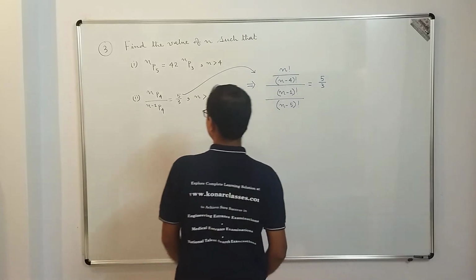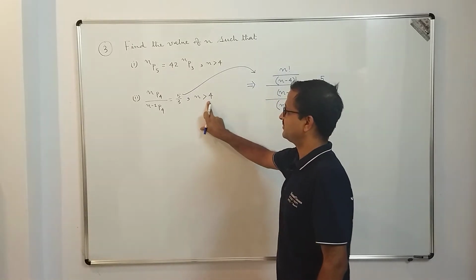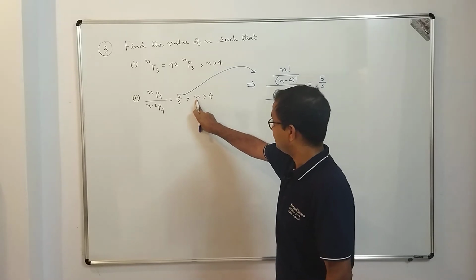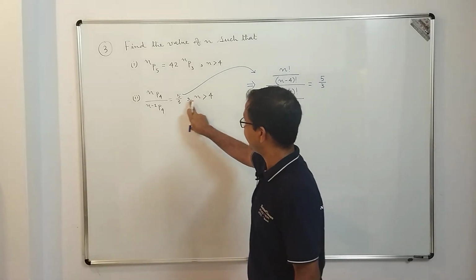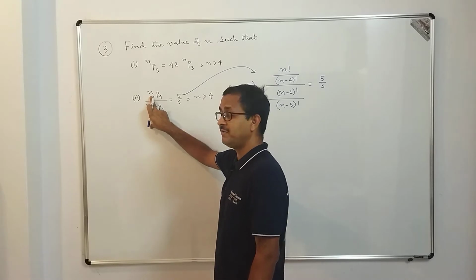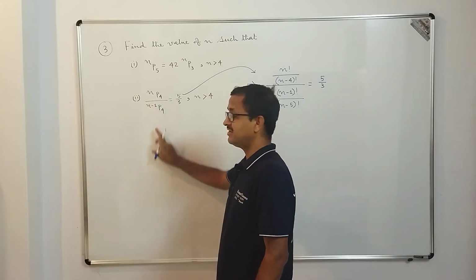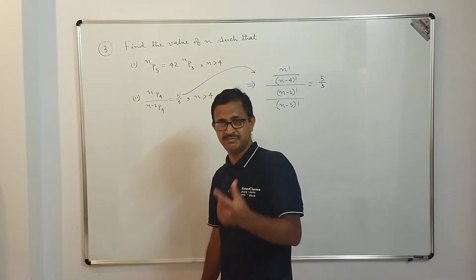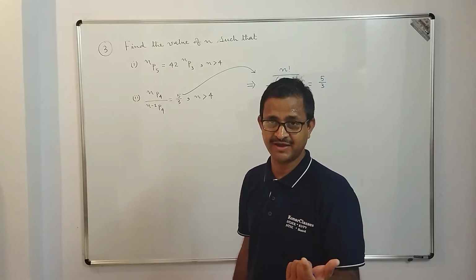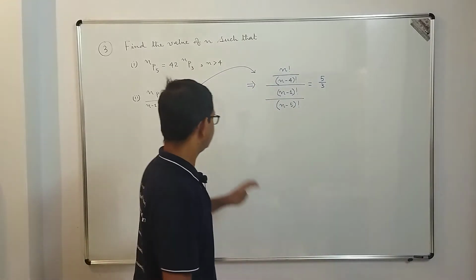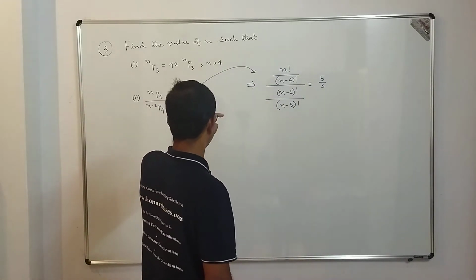Here also, dear students, n should be greater than 4. If n is equal to 4, then what will happen? 4P4 makes sense, but 4 minus 1, that is 3P4, doesn't make sense. 3P4 means taking 4 objects from the 3 objects, which is not possible. So that is why n should be greater than 4.